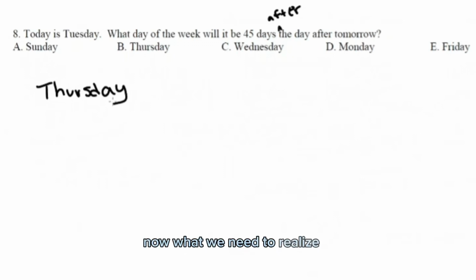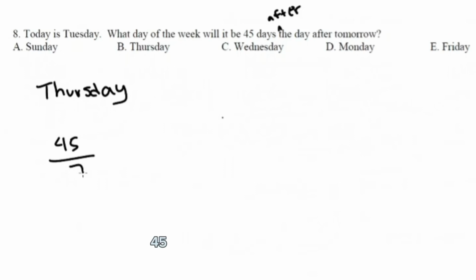Now, what we need to realize is how many days are in a week. There are 7 days in a week, and we have 45 days after the day after tomorrow, which is Thursday. Okay, so what we need to do is some division. We need to do 45 divided by 7. 45 divided by 7 is not a whole number. It gives us a remainder of 3.